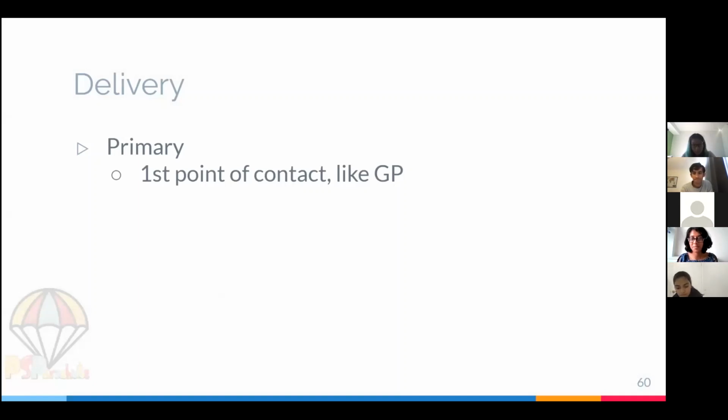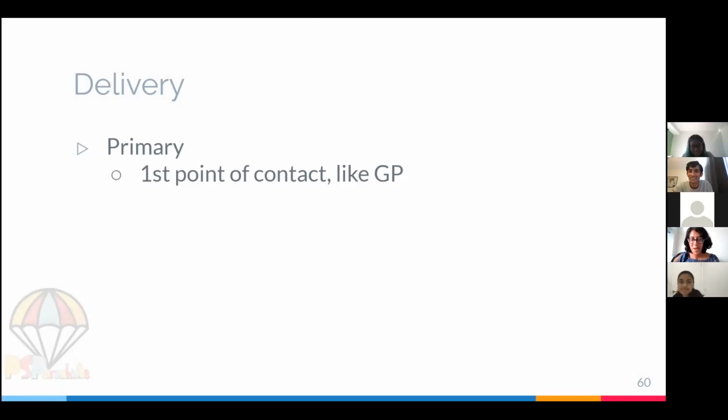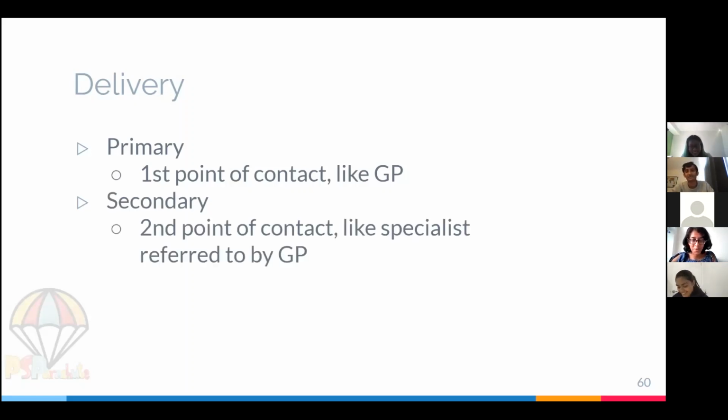It's really easy. What is after primary? Secondary. Secondary, yes, thank you, enthusiastic student. Yes, so we have secondary delivery, which is your second point of contact. Surprise, surprise, like your specialist referred to by a GP. So for example, a dermatologist is a secondary point of contact.